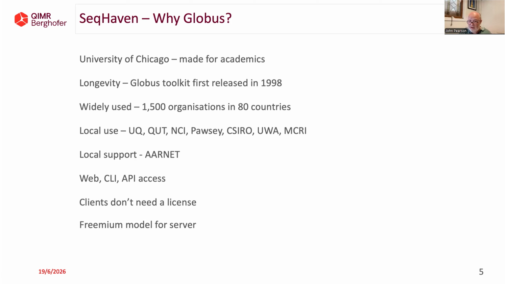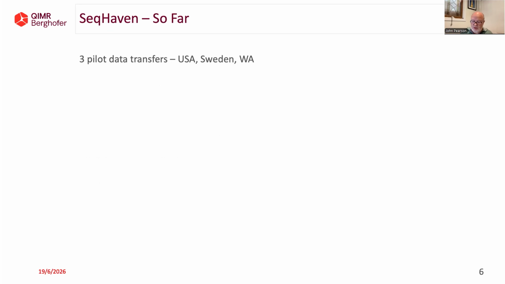This means no matter what level of sophistication, I'm relatively confident that the folks I want to share data with are going to find something at a level that they're comfortable with, and no matter whether they're relatively naive or relatively sophisticated, the system will cope. Clients don't need a license, and we've got the freemium model for server, and of course we're paying for support because we want some of the extra goodies that we haven't used yet. That was why Globus. So where are we up to?